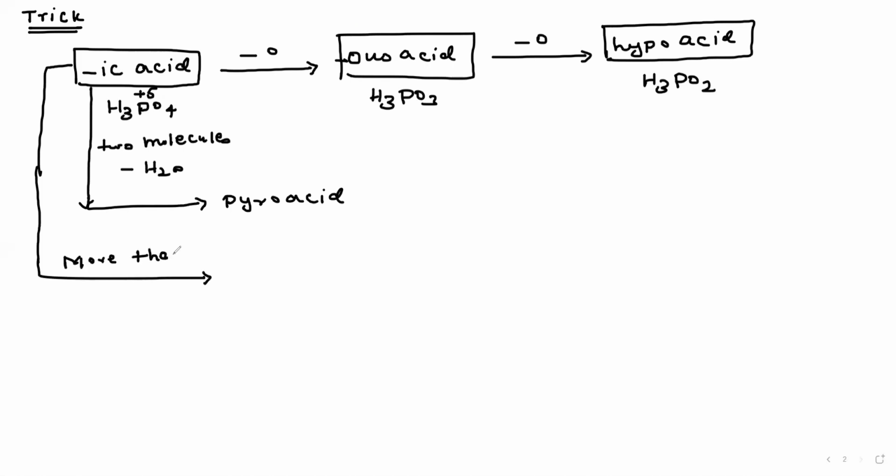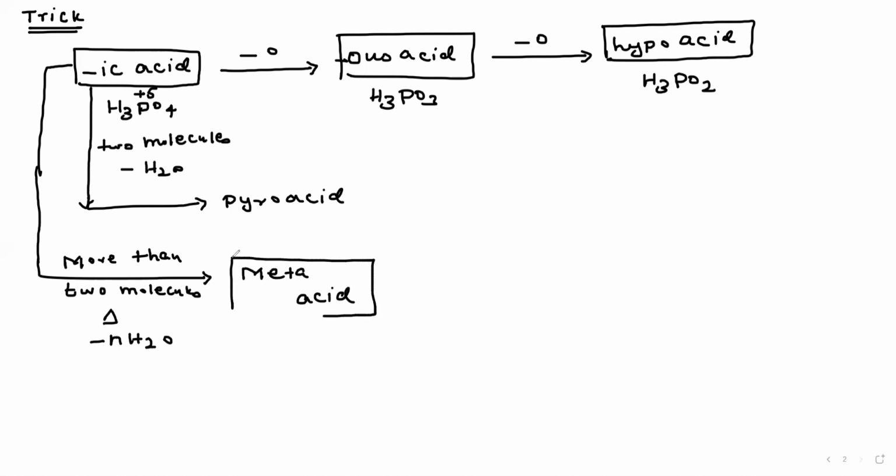Take more than 2 molecules of Ic acid, heat and remove water. I get meta acid. Now, meta acids are classified into 2 types: one is chain meta acid, one is cyclic. Understand?